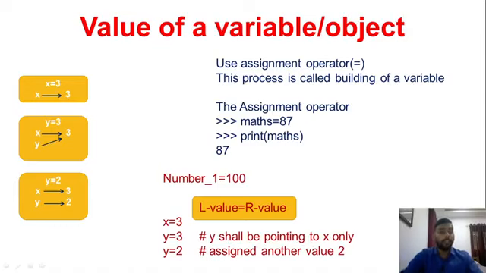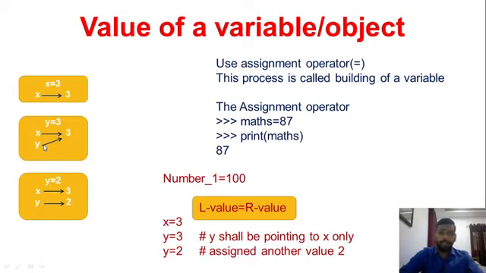Here x equal to 3, y equal to 3, y shall be pointing to x only. That's the point. Why? Because x has the value 3, so y also has 3, so y actually points to x, since x has its own value, meaning x also has y's value, right? So both point to the same value. y shall be pointing to x only, not to a different value, not to a different location. y itself is pointing to x because x's and y's values are the same, right?